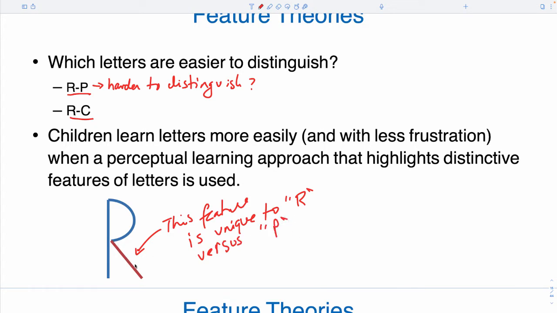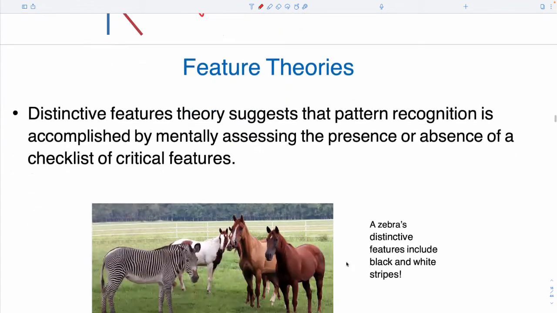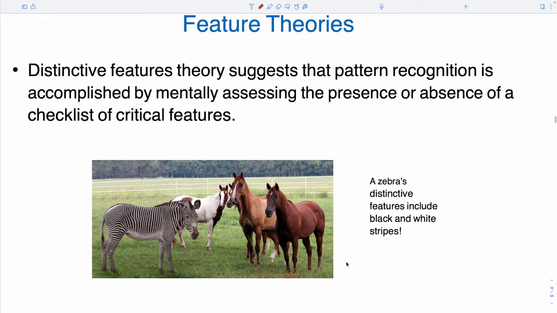If you just highlight that part that is unique by, say, putting it in a different color, it helps draw attention to it and it facilitates children's learning of their letters. Distinctive features theory suggests that pattern recognition is accomplished by mentally assessing the presence or absence of a checklist of these critical features. And so we can facilitate that process for kids by making more obvious what those critical features are.